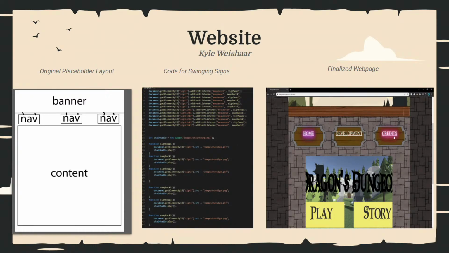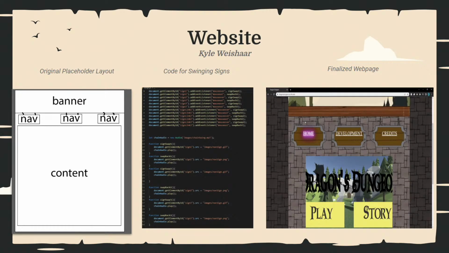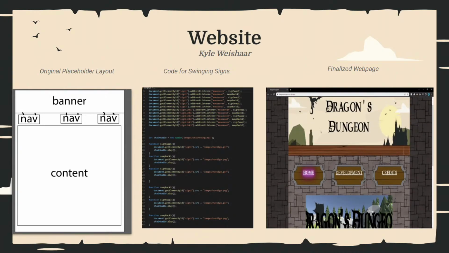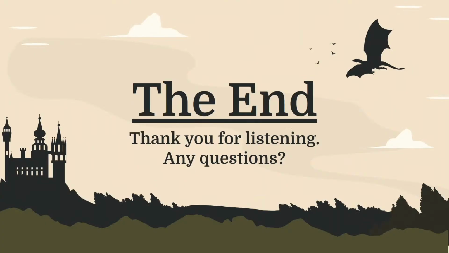I tried to make it have that kind of dungeon theme, so the website itself kind of looks like the dungeon that the game takes place in. As you can see in the middle, there's a screen of JavaScript, and what that's doing is activating those signs that swing for the navigation on the website when you hover over them with your mouse. And that is all. Any questions?